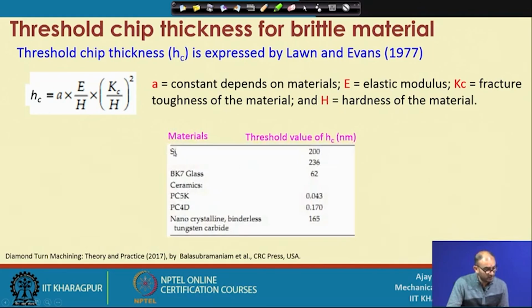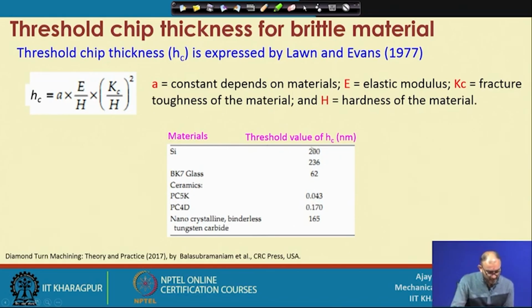Now, you can see that if you want to cut silicon in a ductile mode, then you have to select an Hc value lower than 200 nanometer. And similarly, earlier some other researchers also suggested a 236 Hc value for silicon. Then there are different types of ceramic materials available, then nanocrystalline. You can see how much depth of cut you have to maintain.